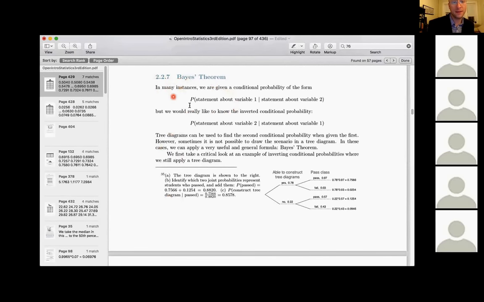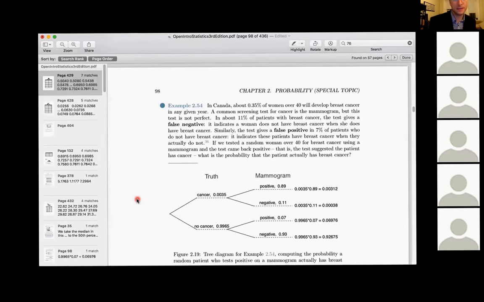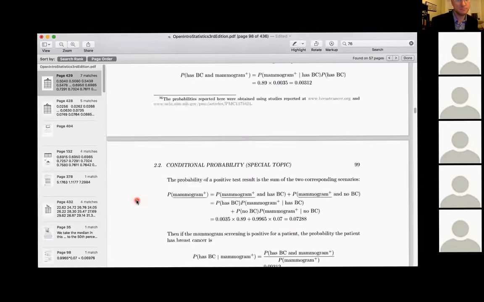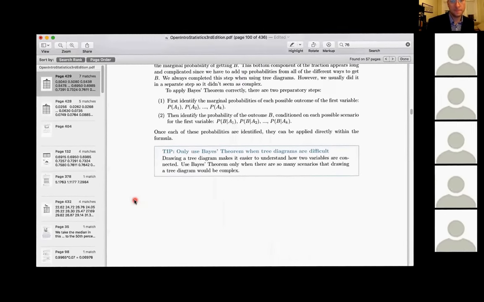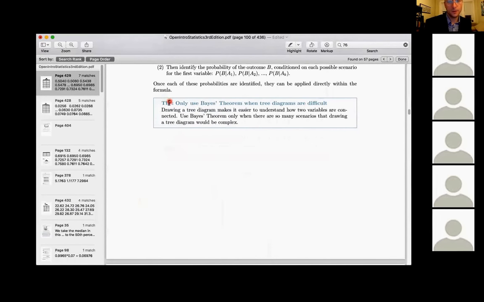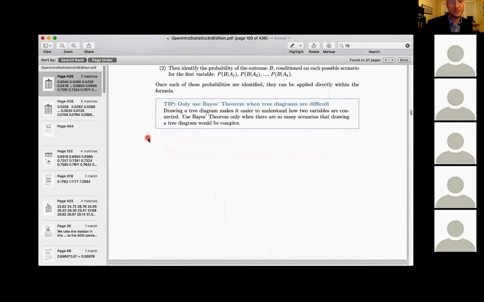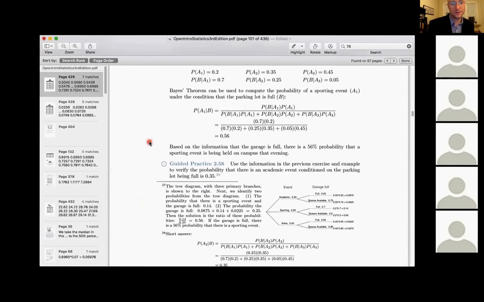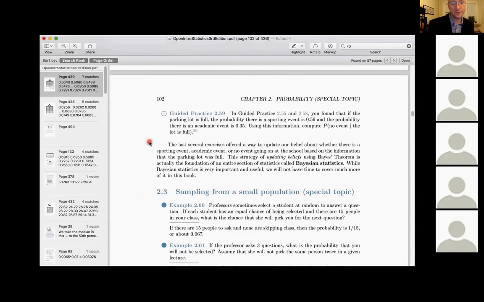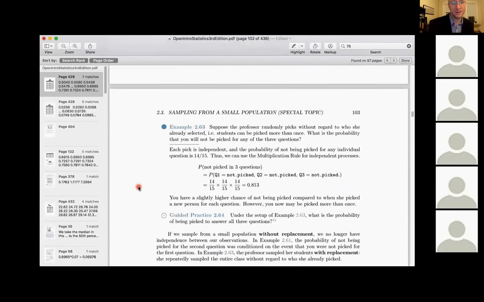There's this concept called Bayes' theorem. We don't really go much into it, but it is informative. The tip that they say, which I thought was funny: only use Bayes' theorem when tree diagrams are difficult. Bayes' theorem is for a different time, unless you're interested. It's not what we're going to test you on.